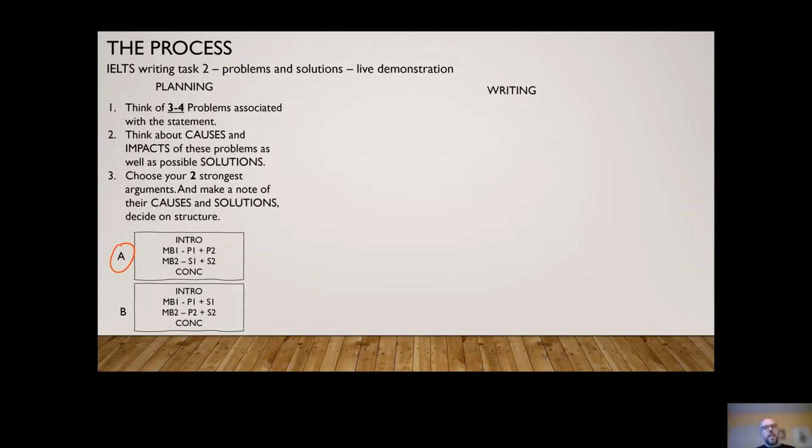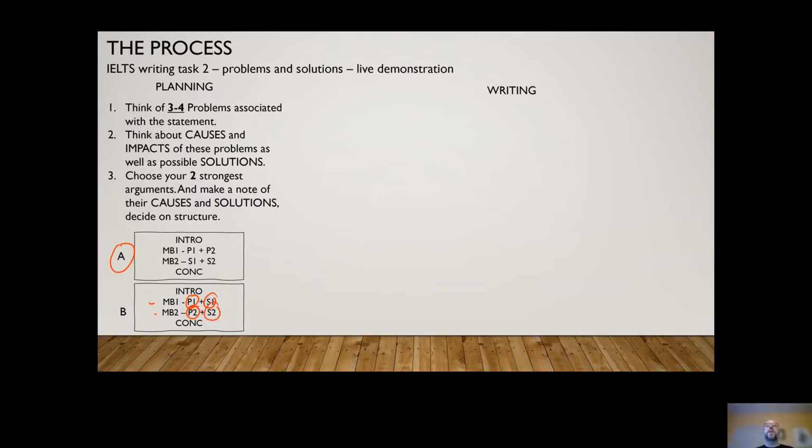Structure B is slightly more complex, but in many ways it's a better way to answer this type of question. And you can see the difference. In the first main body paragraph, we have the first problem with its solution. In the second main body paragraph, we have the second problem with its solution. Now, the advantage here is the solutions you're suggesting are much more closely matched to the problems you've identified, and that is a great strength.